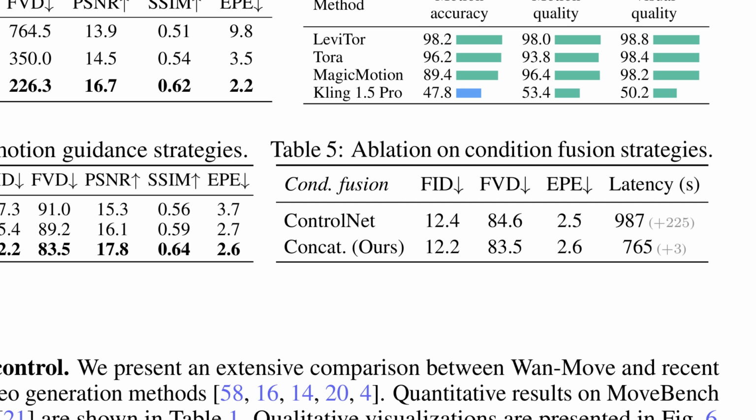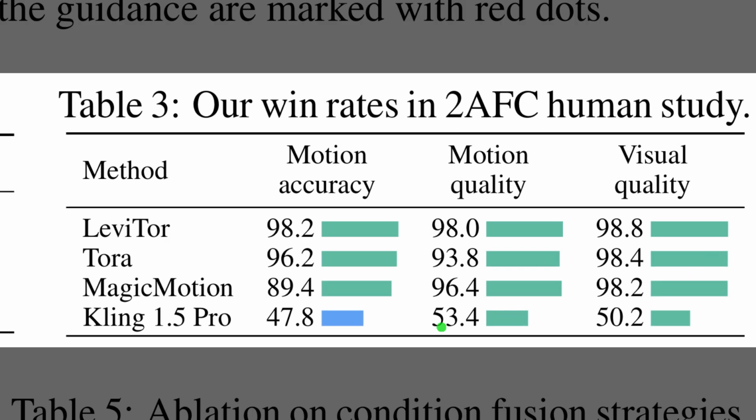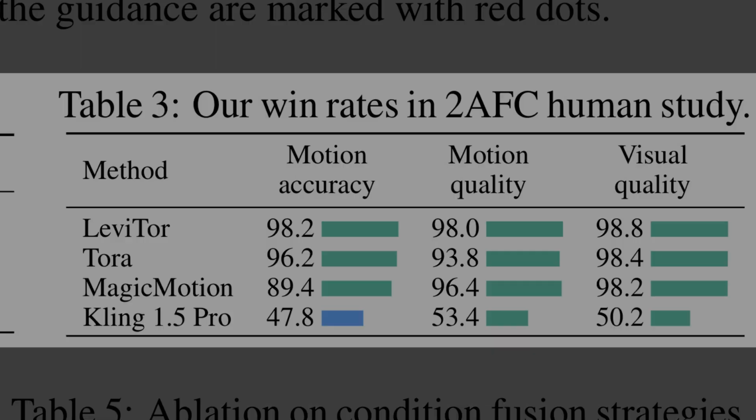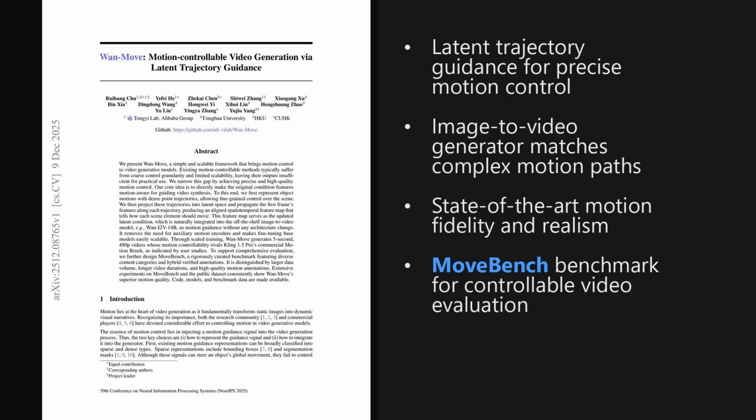Table 3 reports win rates from a two-alternative forced-choice human study, where people repeatedly picked which of two videos better matched each criterion. The table lists competing methods on the left, and 3 columns for motion accuracy, motion quality, and visual quality. High numbers here mean that Wan-Move won most pairwise comparisons against that method. The striking pattern is that research baselines already lose heavily, while the commercial Kling system still trails, especially on motion accuracy and motion quality. Alright, wrapping up, 2 takeaways stand out.